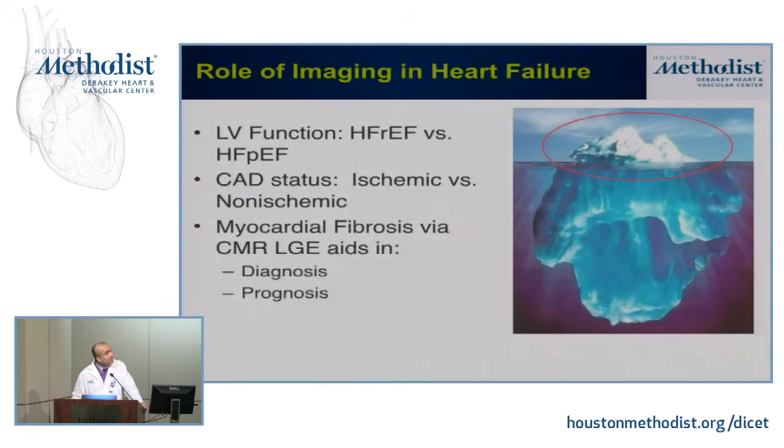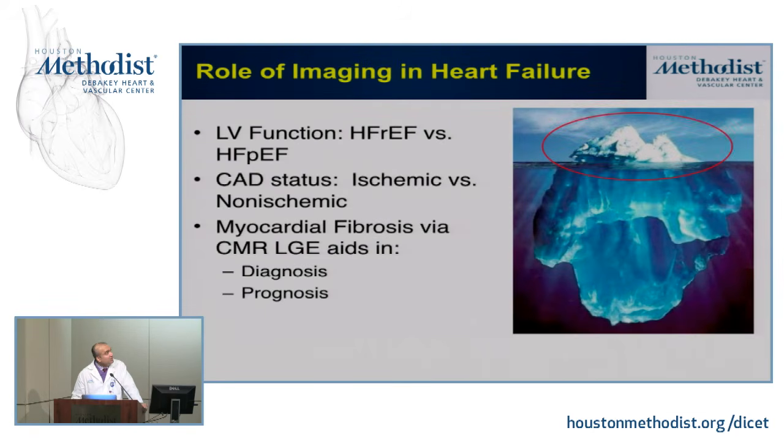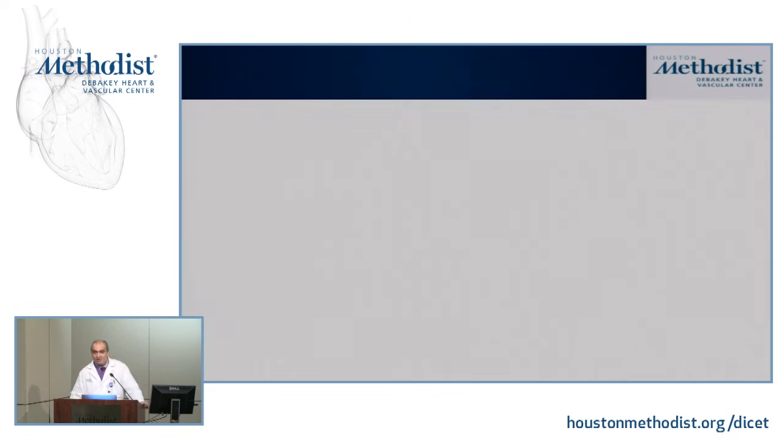And so let me leave you with this final thought, which is that CMR's role, I think, is in accurate assessment of ejection fraction to identify HFpEF versus HFrEF, and it can help in discriminating ischemic from non-ischemic. And then I think most importantly, it's the fibrosis that we can detect by CMR that aids both in diagnosis as well as prognosis in these patients. Thank you for your attention.